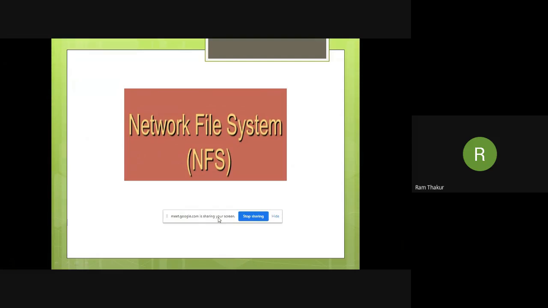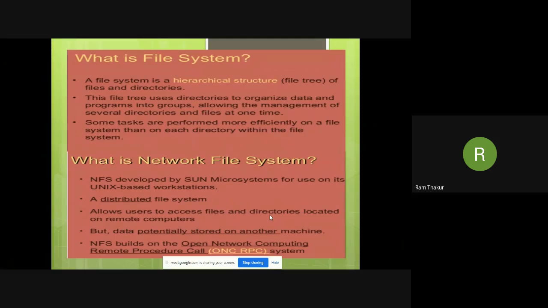Just have a look over it and understand what is network file systems. First, we have to understand what the file system is. Thereafter, we can understand NFS in detail. First of all, the file system is basically in a hierarchical order. At the top level is the parent directory, which holds all the files and sub files in the system. This file tree organizes data and programs in a group so that the user can access these files and folders easily.